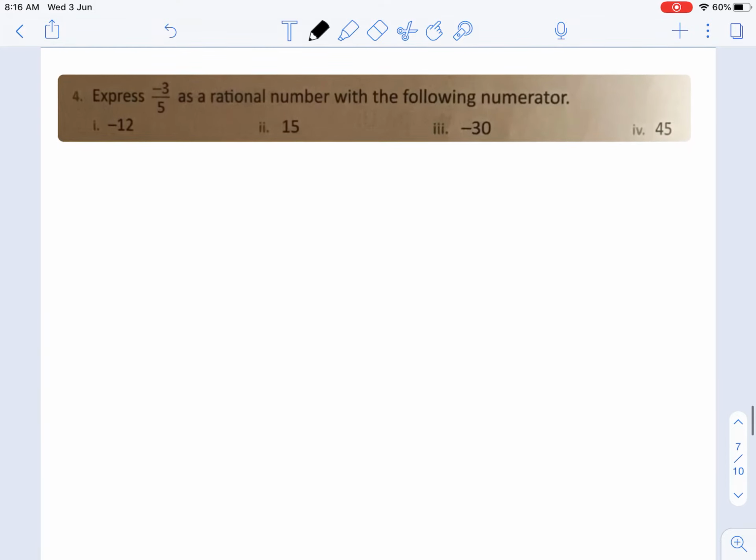here you have to express the given number, that is minus 3 upon 5, as a rational number with the following numerator. Now we are going to make changes in the numerator. Okay, so let us consider our first example, that is minus 12. Our numerator should be minus 12. So what number do we have? We have minus 3 upon 5.